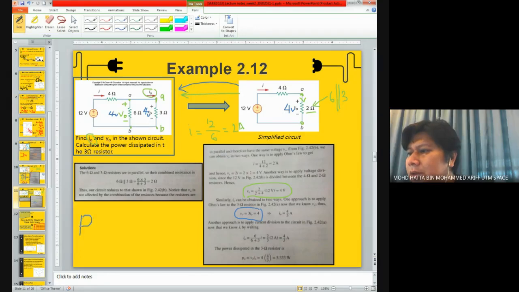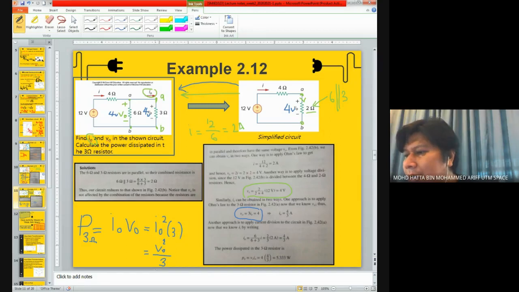For the power, I think it's quite easy. Power can be found by using IO times VO. Because we need to find the power at the 3 ohms over here, and IO is the current flowing through the 3-ohm resistor, and VO is the voltage across this 3-ohm resistor. You can use this formula to get the value of your P3. Or you can use this formula as well, IO squared times 3. Or you can use this formula, VO squared over 3.